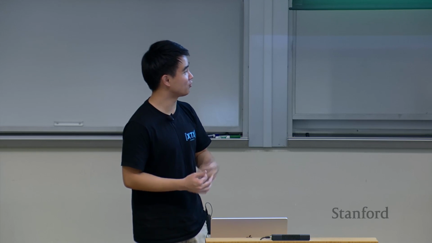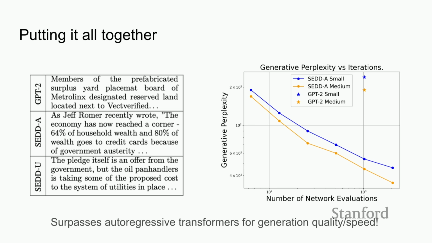So the conclusion here is, quite surprisingly and pretty nice, and this is a pretty strong motivating factor, that this discrete diffusion model with score entropy tends to outperform autoregressive transformers, at least for generation quality and speed.